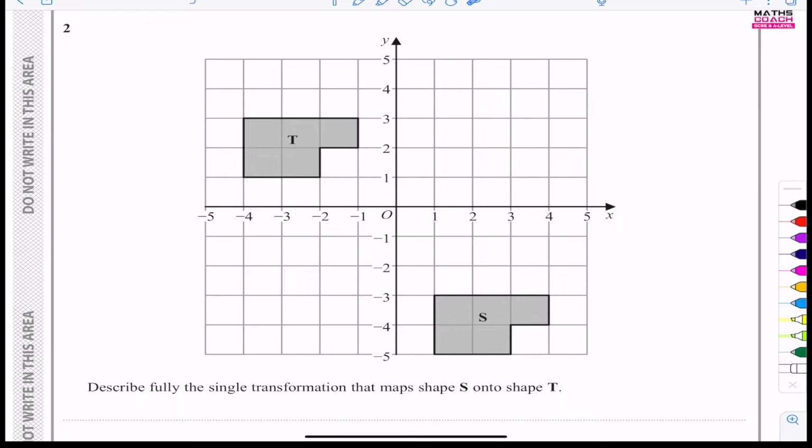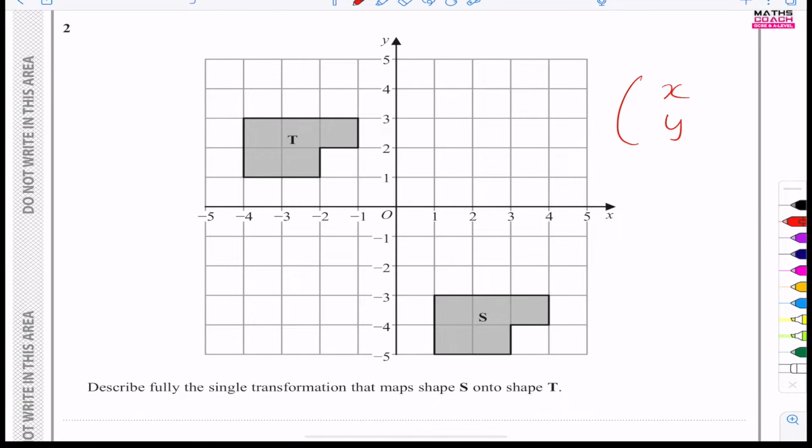Question 2. Describe fully the single transformation that maps shape S onto shape T. So how did this go to that? Clearly you can see the orientation is the same. It's the same way up. So it must have gone up by something and then across. Or you could say it goes across by something and then up. Usually what I do is I just look at a point here and then I look at a corresponding point over there and I think about how that got there. So 1, 2, 3, 4, 5. It went 5 steps back.